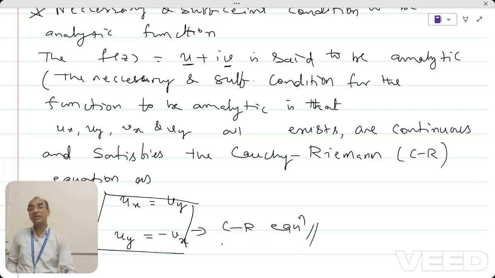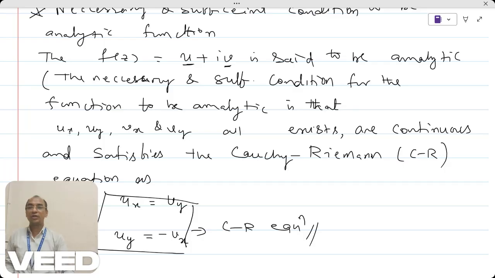So alternatively, to check the analyticity of a function, we can apply the CR equation provided the derivatives exist and they are continuous. If any one of the derivatives is not continuous, then we cannot go for the CR equation. So if this happens, then we can say the function is analytic.